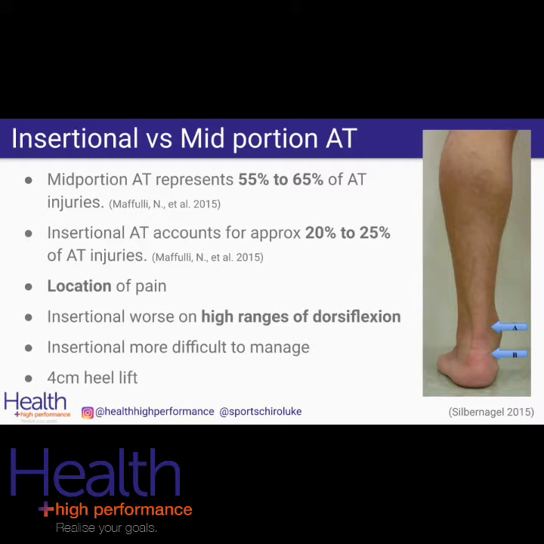Insertional tends to be worse on high ranges of dorsiflexion. That's like doing a calf stretch. They tend to be a bit more difficult to manage, and a heel lift can be really important for these.